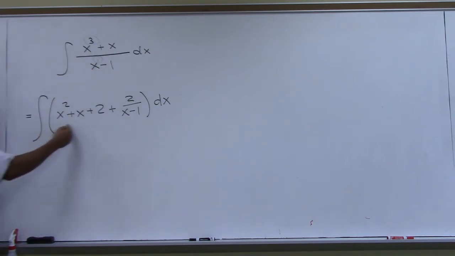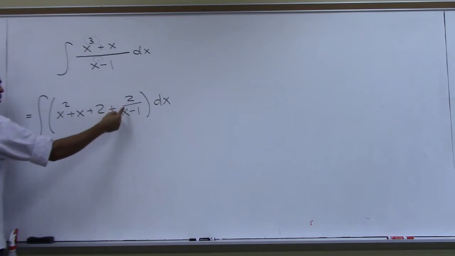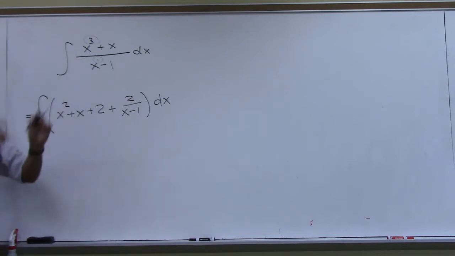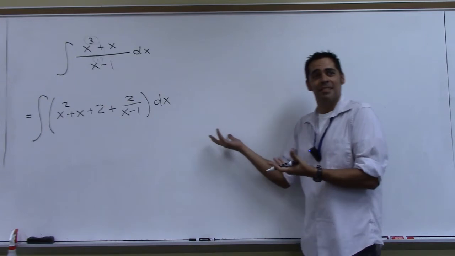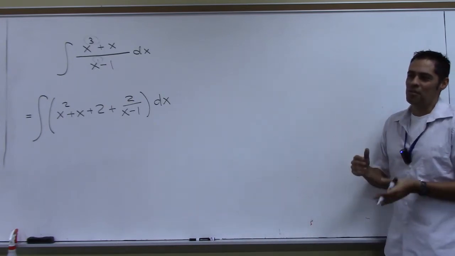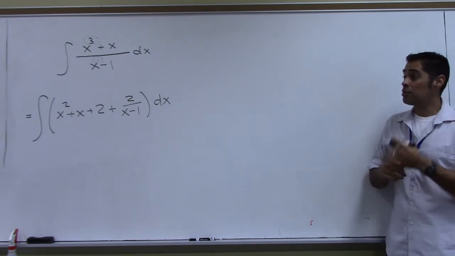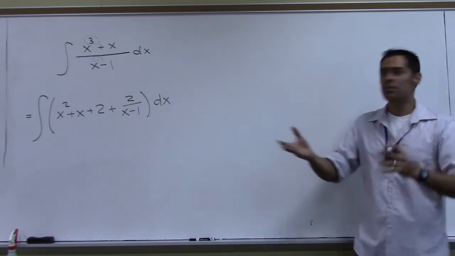What happens when you plug 2 in here? 2 squared is 4, plus 2 is 6, plus 2 is 8, plus 2 over 2 minus 1 is 2, so that's 10, isn't it? Just because that worked one time doesn't mean they're equal, but it makes us feel better that they probably are. It's no way to check that something is equal, but I'm just trying to reassure you that we haven't changed the problem, we just changed the way it looks. The integrand just looks different.